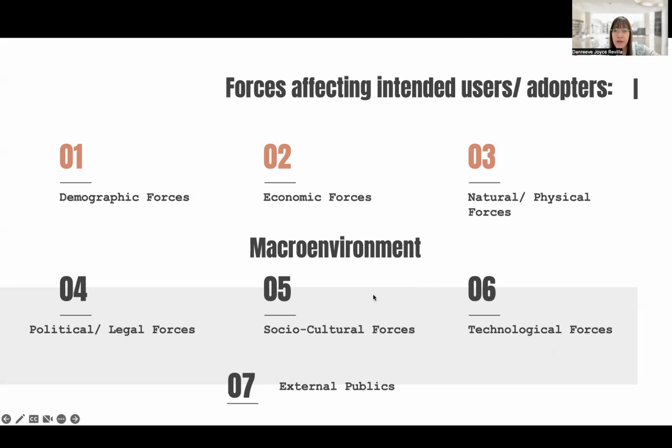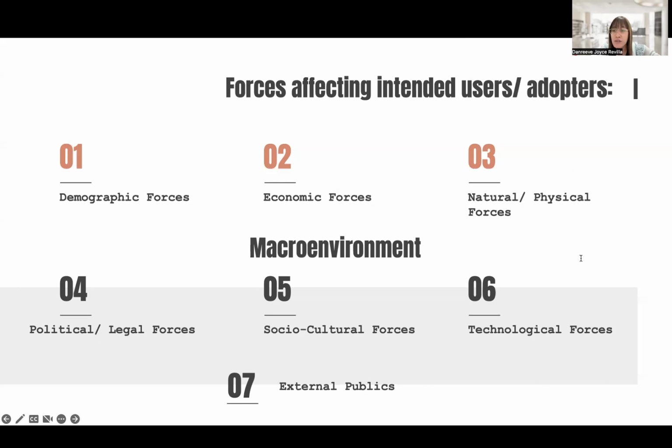Macro environment, or the forces affecting intended users or adopters. First, demographic forces: age, gender, education, religion, socioeconomic status, and so on. Next, economic forces is the financial aspect of the social marketing environment. This includes the costs which can constrain or motivate the people in accepting a social product.